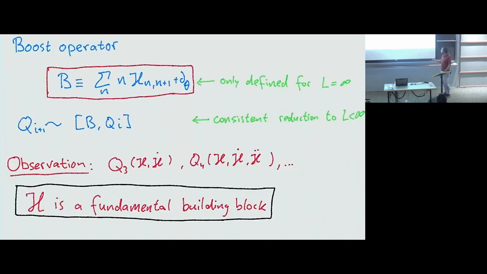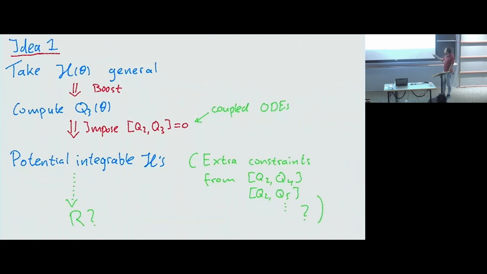Now Q3, as I said, depends on H and its derivative. So this will give you a set of coupled ordinary differential equations in the entries of the Hamiltonian, which you can try to solve. Often it can be hard work, but in lots of cases that we looked at, we could solve these sets of ODEs. So that gives you a set of potentially integrable Hamiltonians, right? Because demanding that Q2 with Q3 commute is a necessary condition for your system to be integrable.